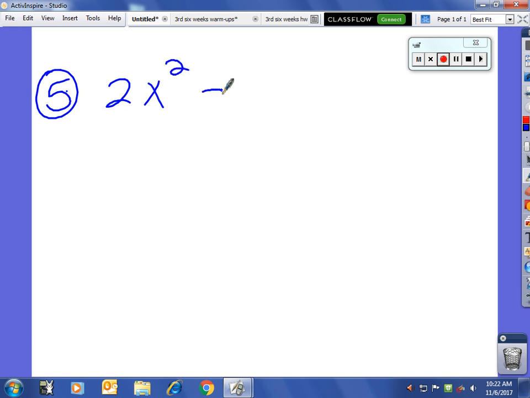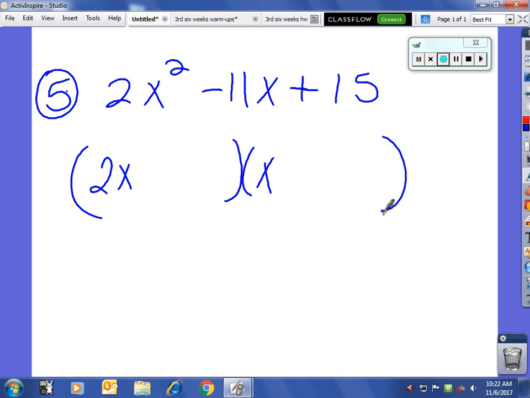2x squared minus 11x plus 15. Okay, but remember the middle comes from adding stuff together, not from multiplying. You're looking for factors of 15, which could be... No, we always did it on the end, but they add up to the middle. So 2x squared, again, the nice thing here is at least the beginning is easy. Has to be 2x and x.